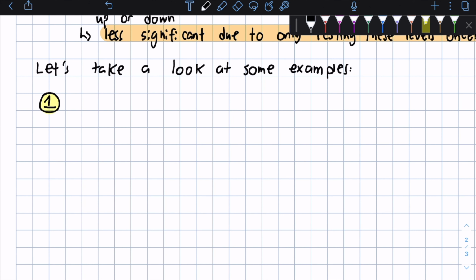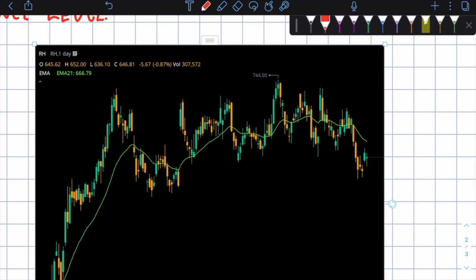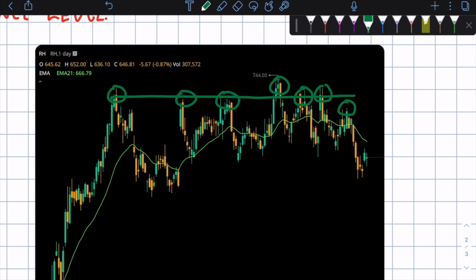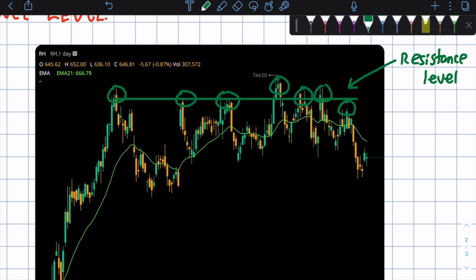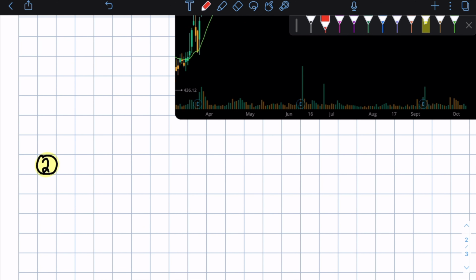For our first example, we're going to take a look at a strict resistance level. Now, I've chosen one here on RH, and you can see 1, 2, 3, 4, 5, 6, 7 different points that it touches, and I've drawn the line straight through here. I'm not doing it exactly where all the peaks match because this is often unrealistic, but it's an area where I've drawn this line through.